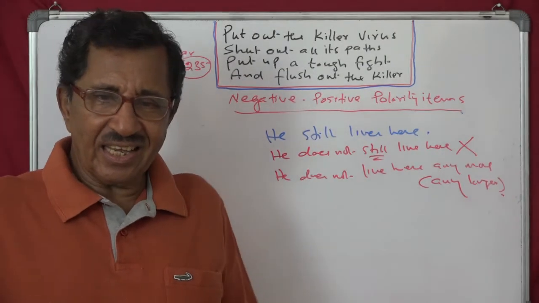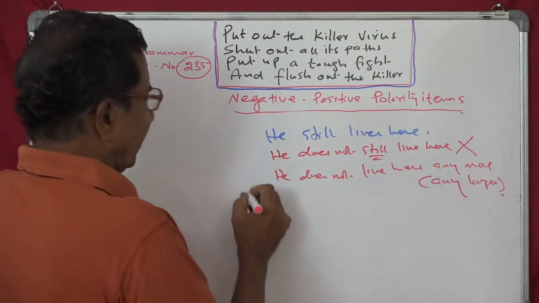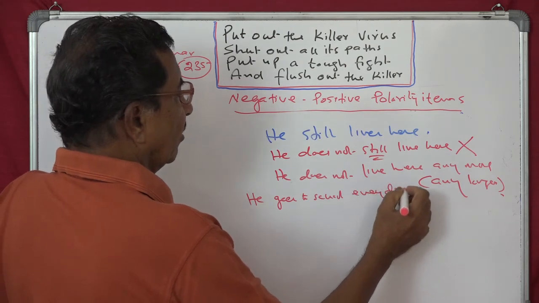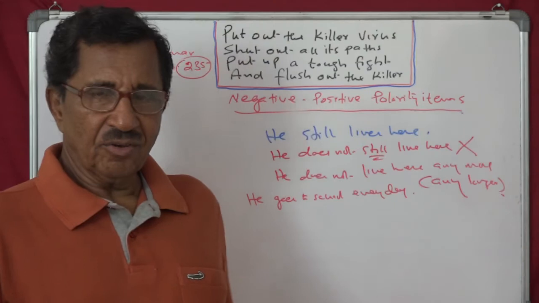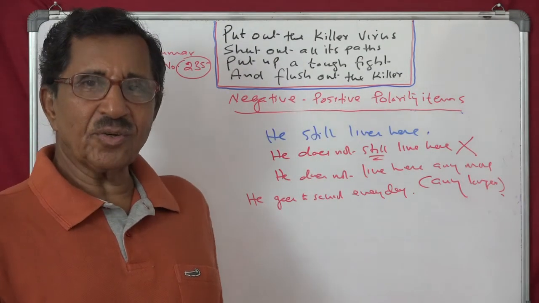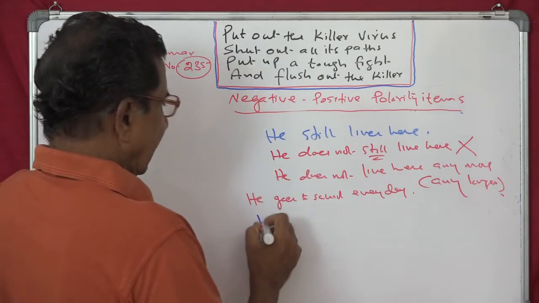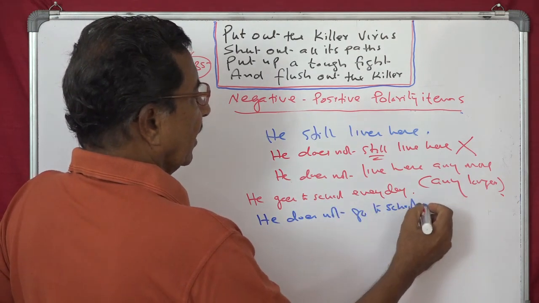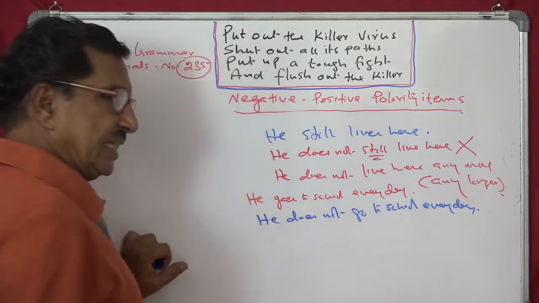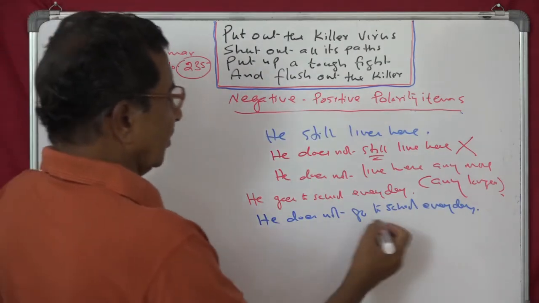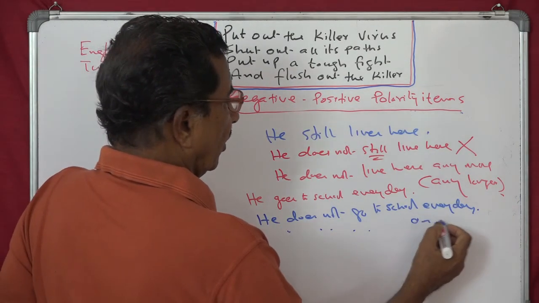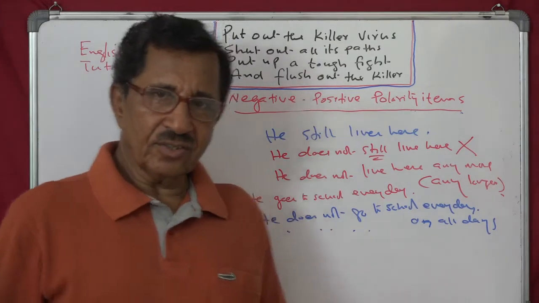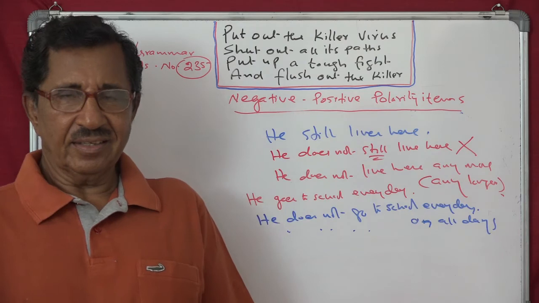Then again you have a problem like this: he goes to school every day. What's the negative? You cannot say, he does not go to school every day. Does it make sense? You have to say, he does not go to school on all days. Then there is sense. So this is how we have to change it into the negative. I think it is clear.